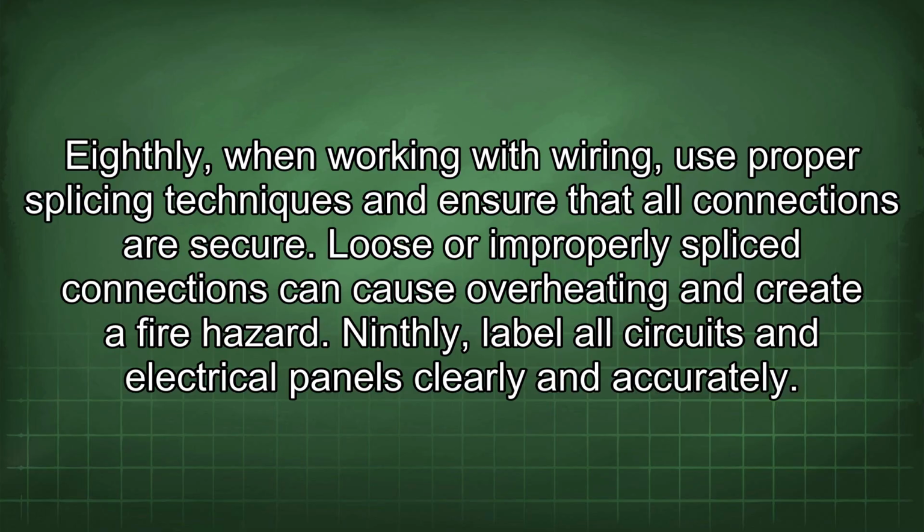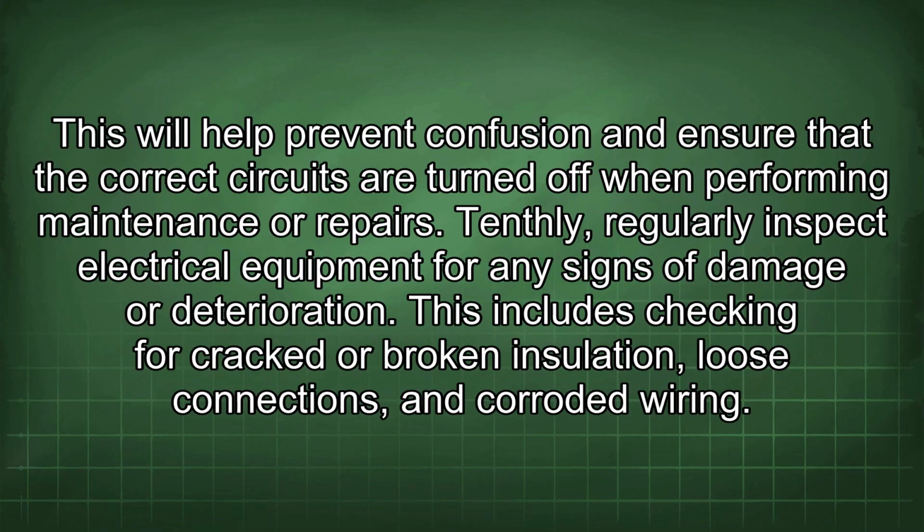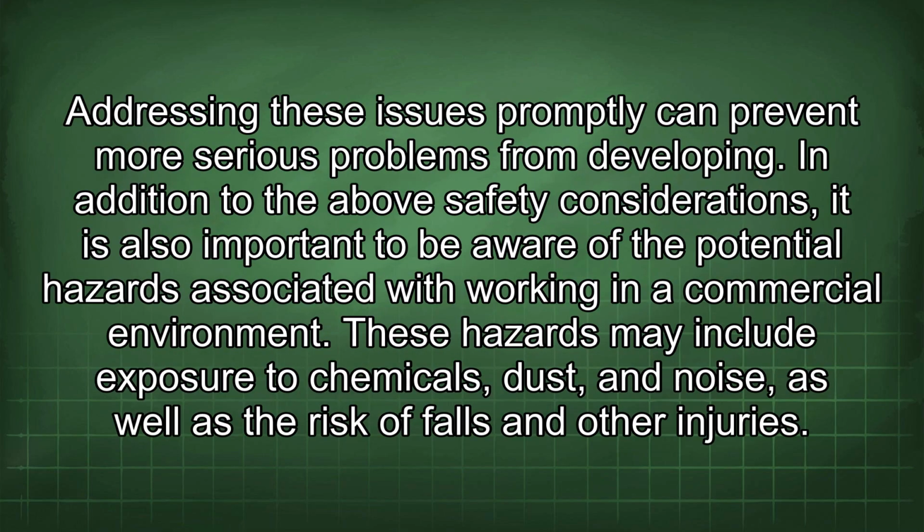Ninthly, label all circuits and electrical panels clearly and accurately. This will help prevent confusion and ensure that the correct circuits are turned off when performing maintenance or repairs. Tenthly, regularly inspect electrical equipment for any signs of damage or deterioration. This includes checking for cracked or broken insulation, loose connections, and corroded wiring. Addressing these issues promptly can prevent more serious problems from developing.